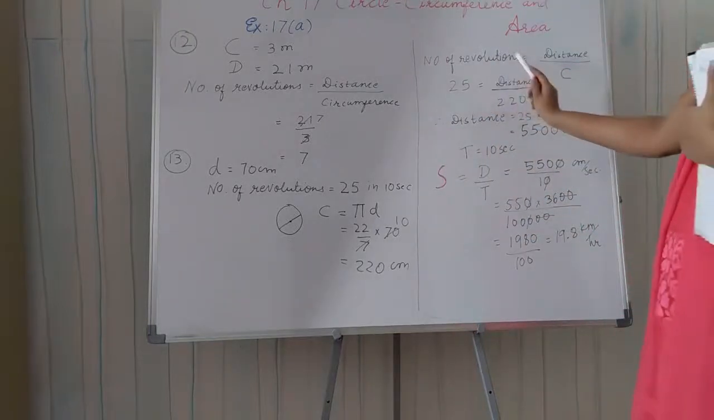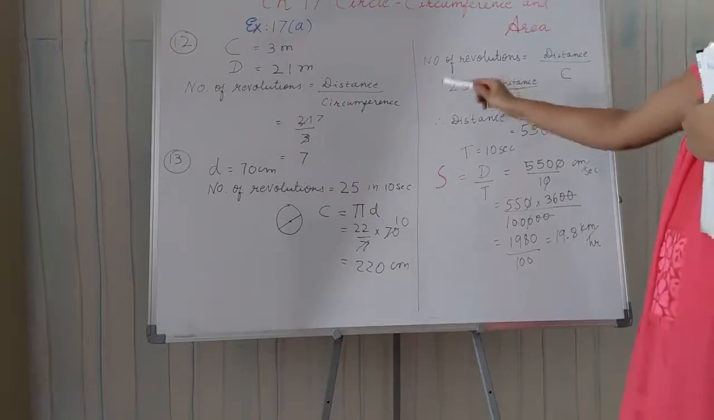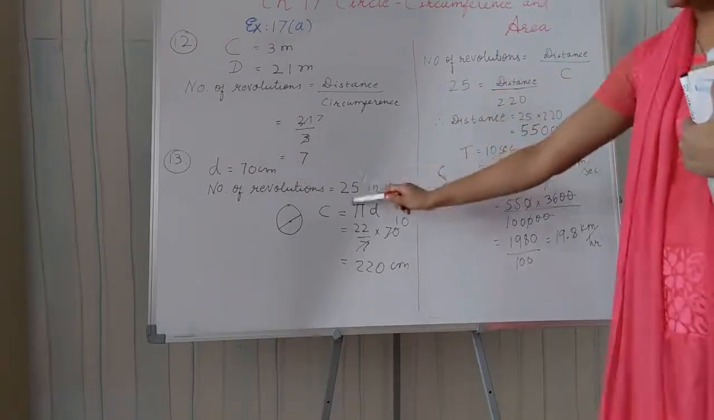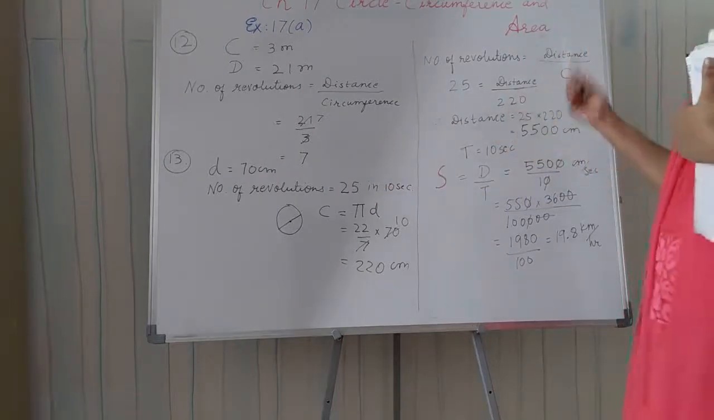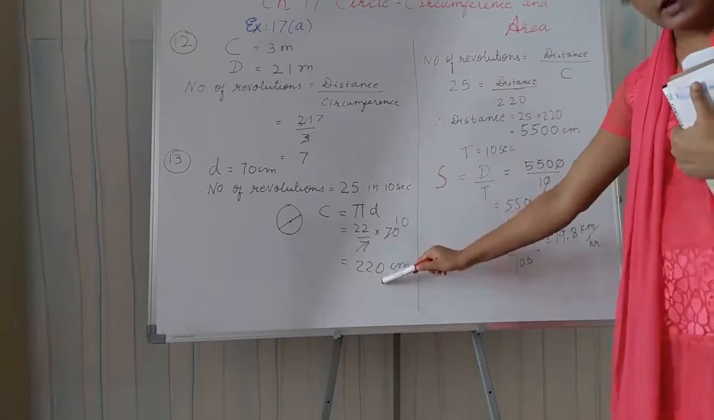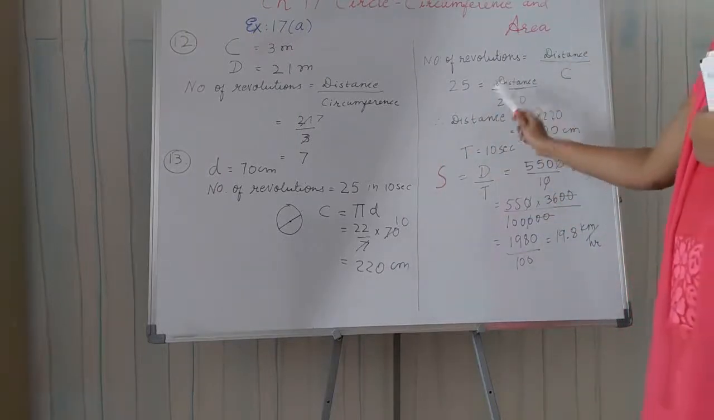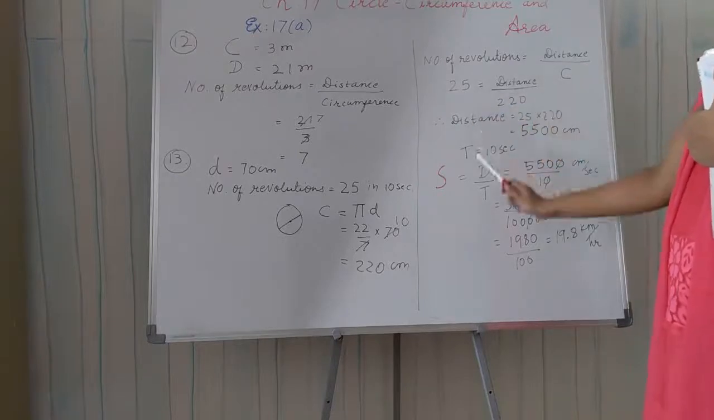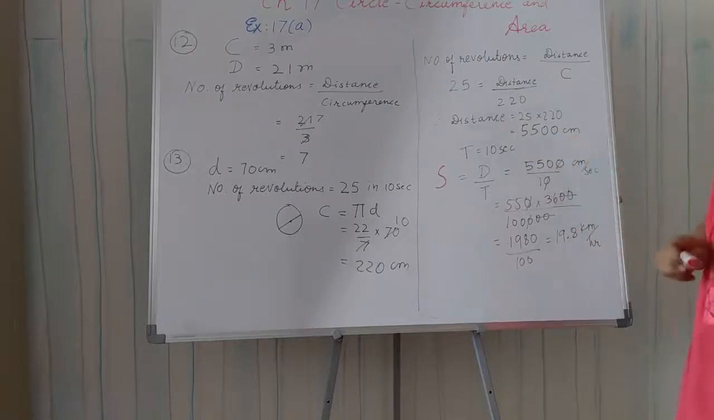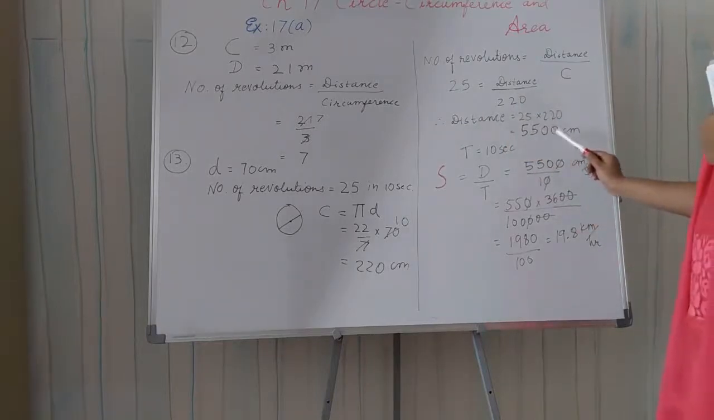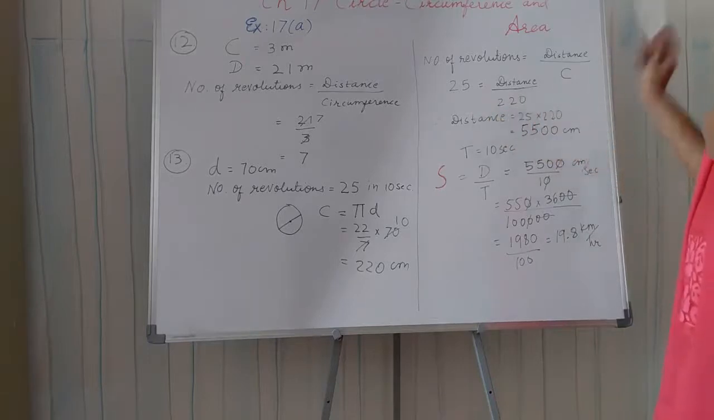Now, the number of revolutions formula is distance upon circumference. Using it, I substitute the value. We are given 25 revolutions. Distance we don't know, we want to find it out, and circumference we have already found, that is 220. So I kept it here. Now from these values I get the distance value. Distance is equal to 25 multiplied by 220. It means 5500 centimeters. This is the value of distance in centimeters.